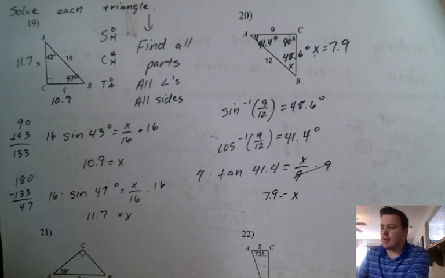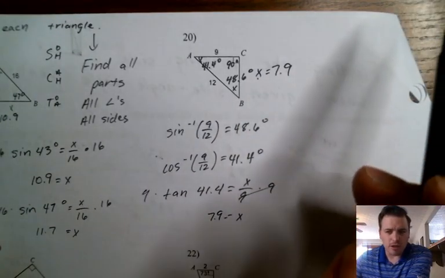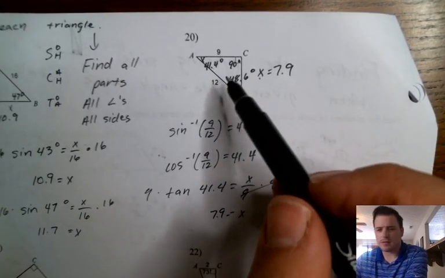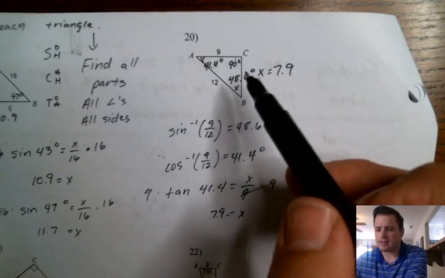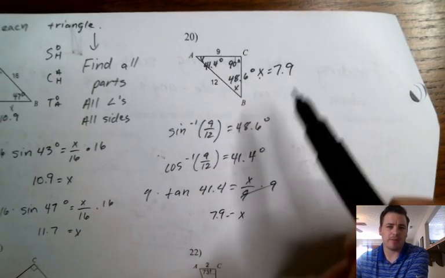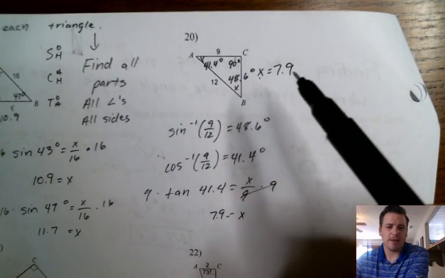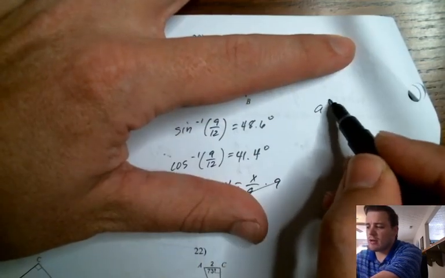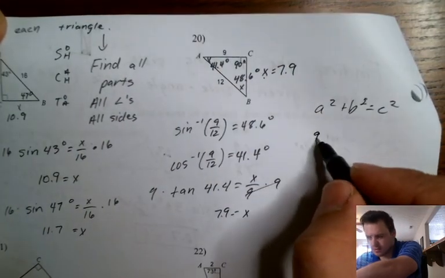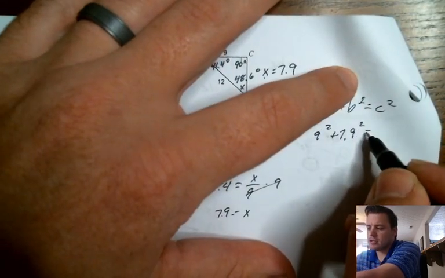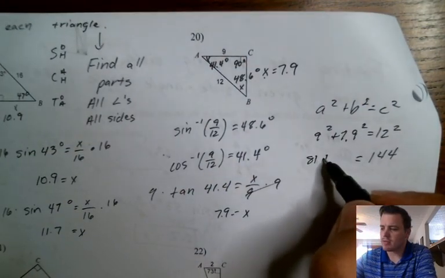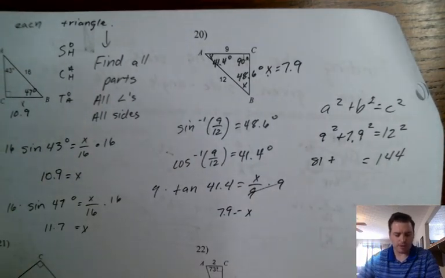That's cool. So if you're good, well, hold on just a second. Let me explain this. The reason I brought up the 144 is that a way you can check to make sure your sides are right is by doing the Pythagorean theorem. We didn't use any of the Pythagorean theorem down here to find that side, but the Pythagorean theorem says that a squared plus b squared should be equal to c squared. So 9 squared plus 7.9 squared should be equal to 12 squared, which is 144. So if we were to do 81 plus whatever that is, it should give us 144. Okay?